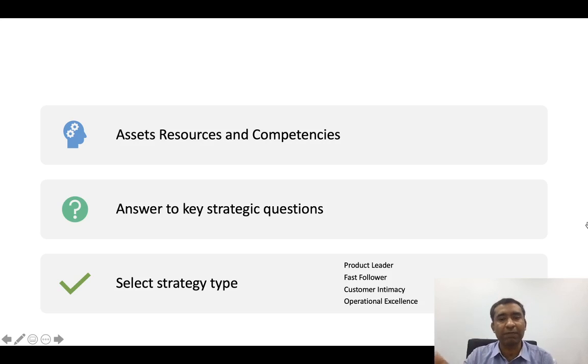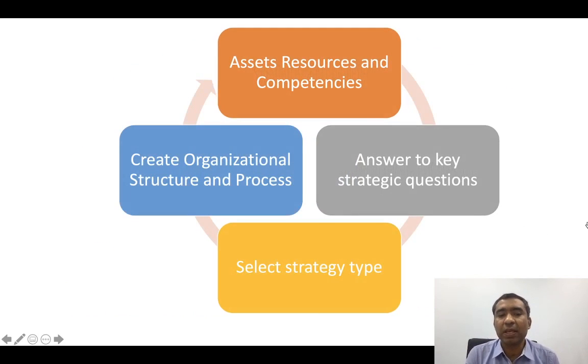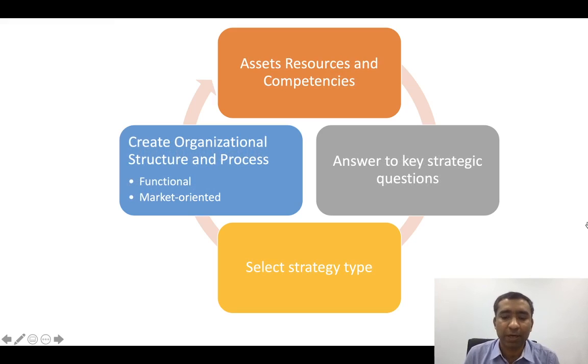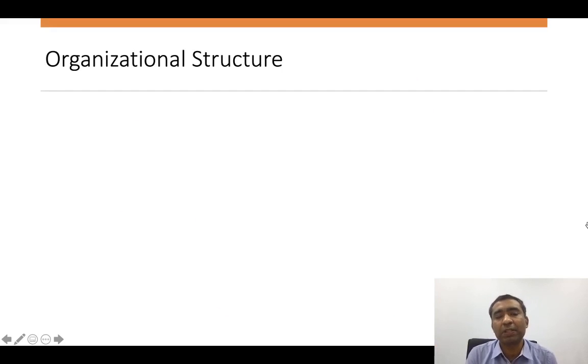So once you have identified your customer, the next step is to find the right strategy for you. Okay, now the next step is to create operational organizational structures and processes. That means what types of structures are available: functional and market oriented. Functional, or sometimes we have emerging operations also.